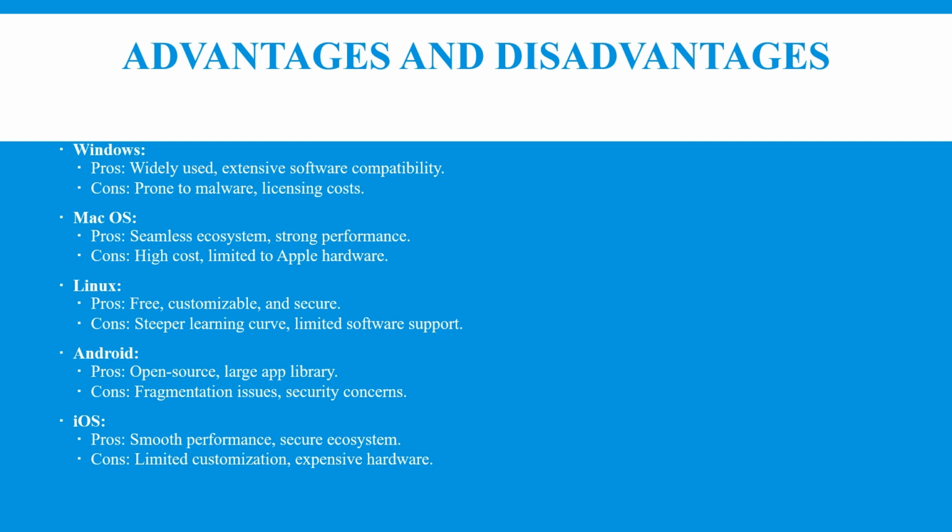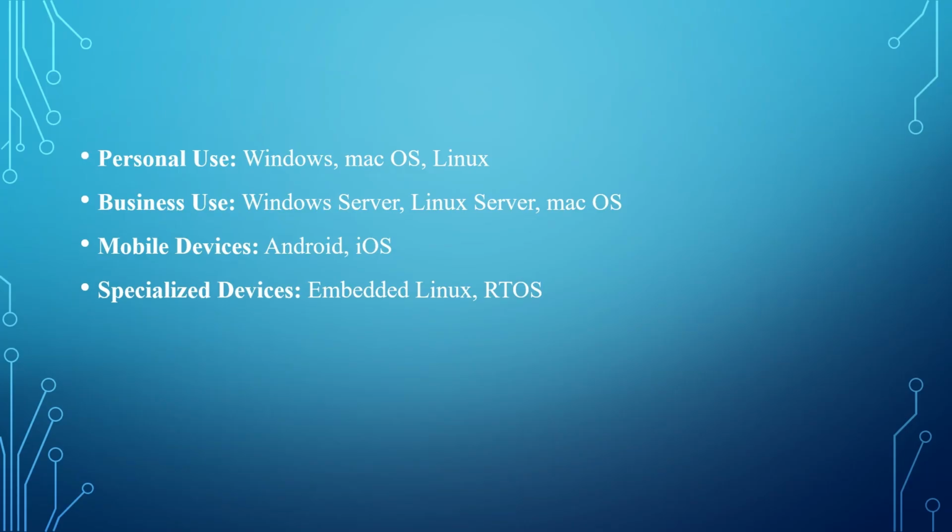Android mobile operating system. Android is open source with a large app library. Disadvantages: fragmentation issues, security concerns. iOS operating system advantages can be called smooth performance and secure ecosystem. These are advantages, but the disadvantages are limited customization and expensive hardware. It's a disadvantage.